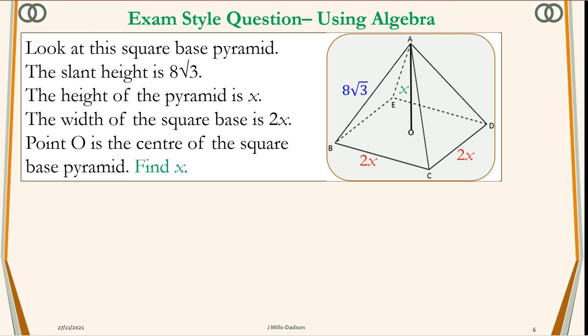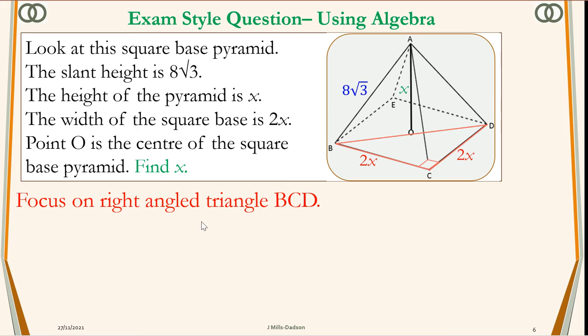We have a pyramid, and it says the slant height is 8√3. The height of the pyramid is x, and the base sides are 2x by x. This is a non-calculator question. We're supposed to find x. So we're going to use the relationship of Pythagoras to generate an equation and solve. So the first thing we need to do is this.